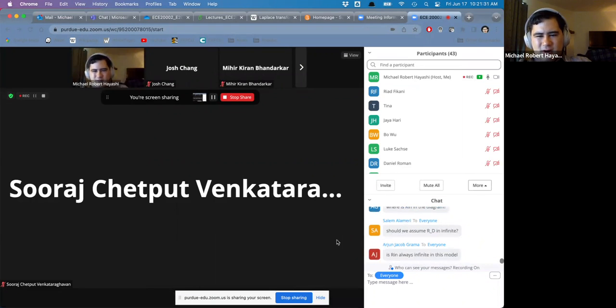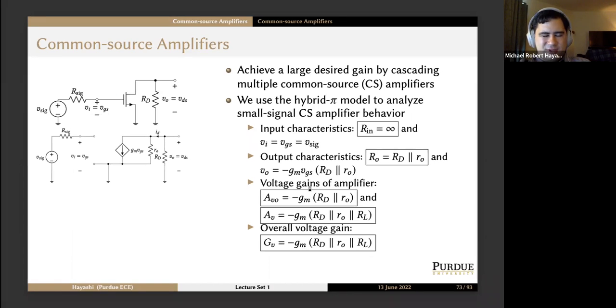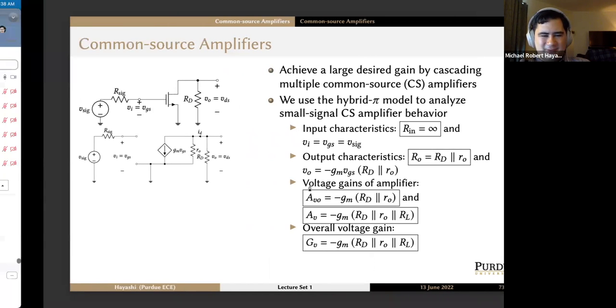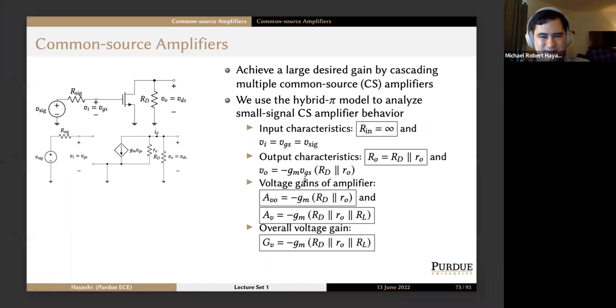Should we assume RD is infinite? No. RD is a resistance that comes from a physical resistor. You should not assume it is infinite. Is Rin always infinite in this model? Yes, it will always be infinite.